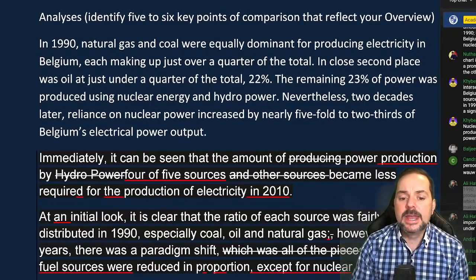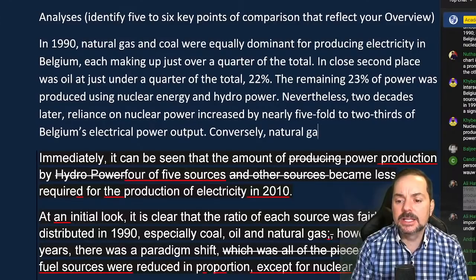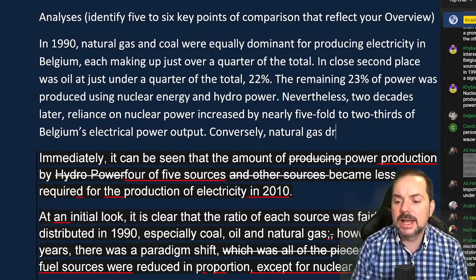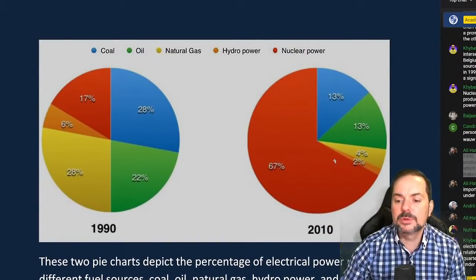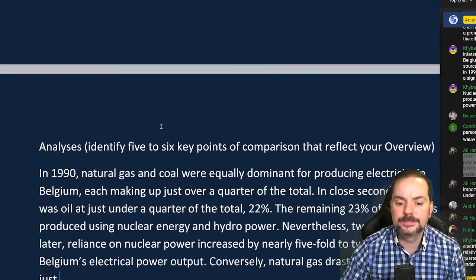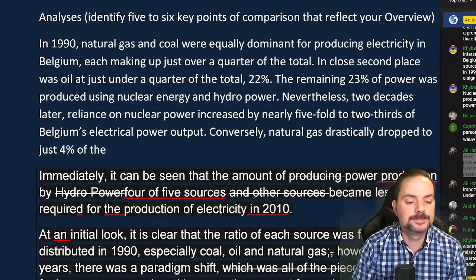Okay, and natural gas, conversely, natural gas drastically dropped to just, what was it, 4%, to just 4% of the fuel source for electrical output.